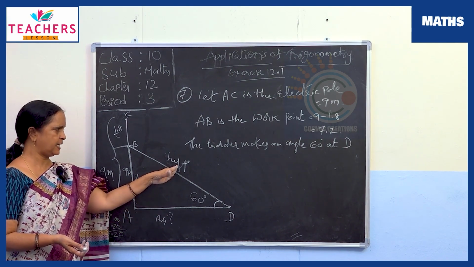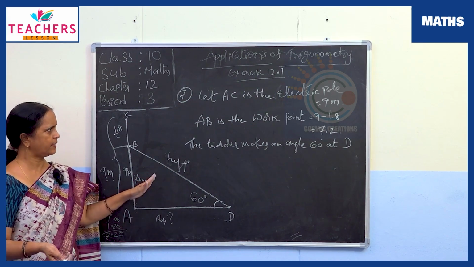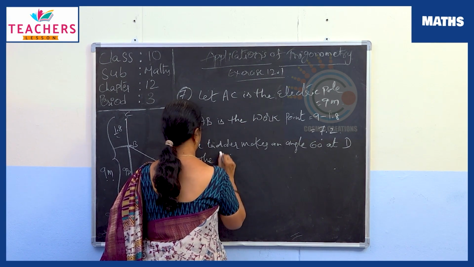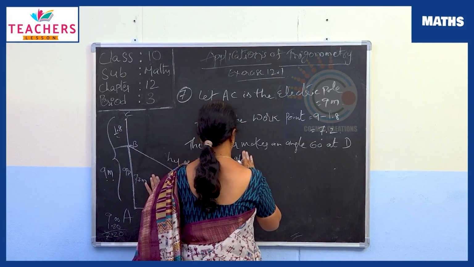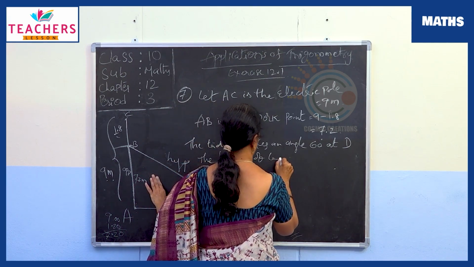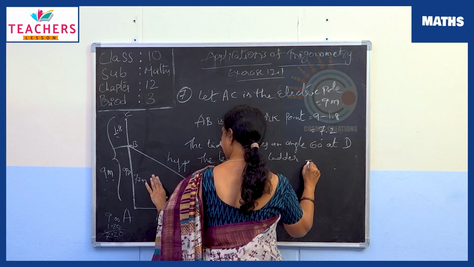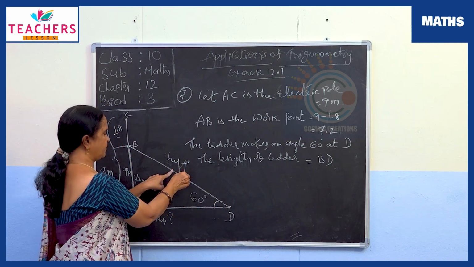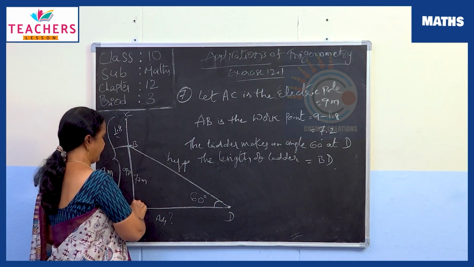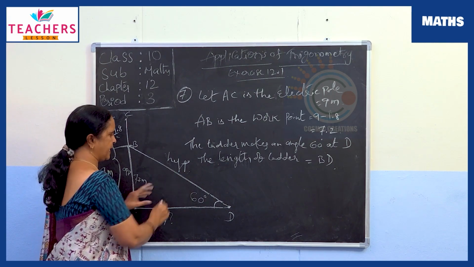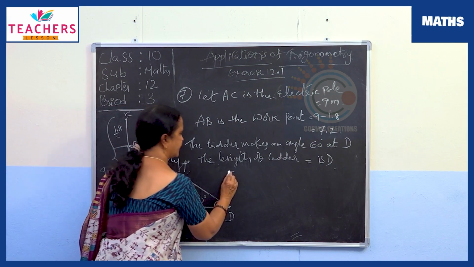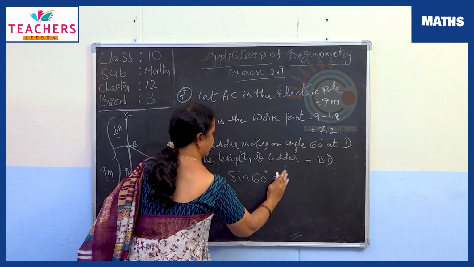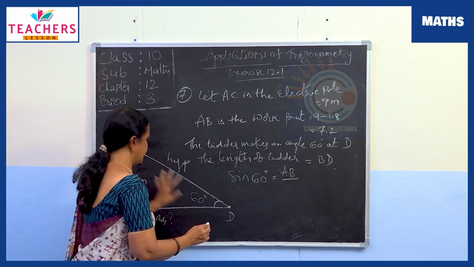First, I want to find the ladder length, BD. The length of the ladder is equal to BD. BD is the hypotenuse and AB is opposite. Opposite and hypotenuse: sine. Sine of angle 60 is equal to opposite over hypotenuse, that is AB by BD.